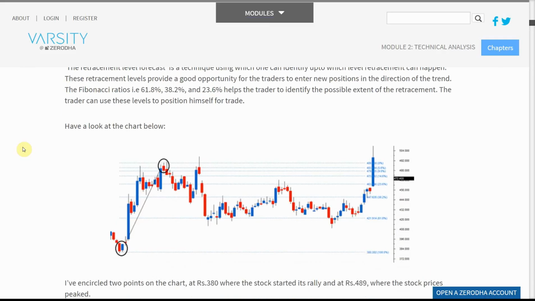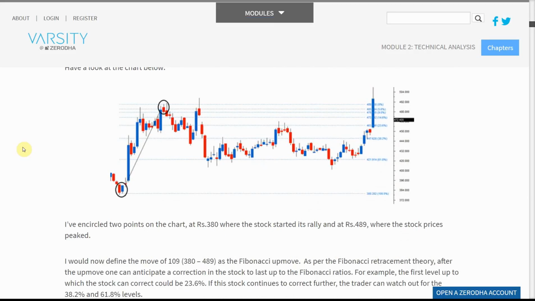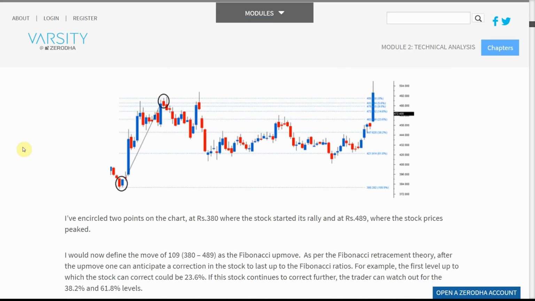Have a look at the chart below. I've encircled 2 points on the chart: at 380 rupees where the stock started its rally, and at 489 rupees where the stock prices peaked. I would now define the move of 109, from 380 to 489, as the Fibonacci up move. As per the Fibonacci retracement theory, after the up move, one can anticipate a correction in the stock to last up to the Fibonacci ratios. For example, the first level up to which the stock can correct could be 23.6%. If this stock continues to correct further, the trader can watch out for the 38.2% and 61.8% levels.